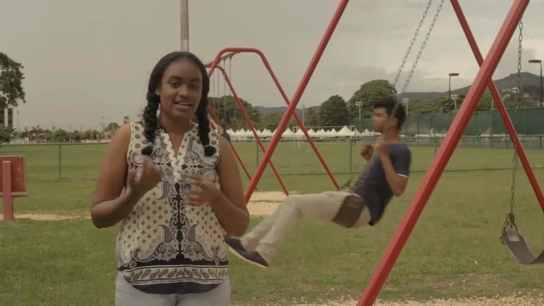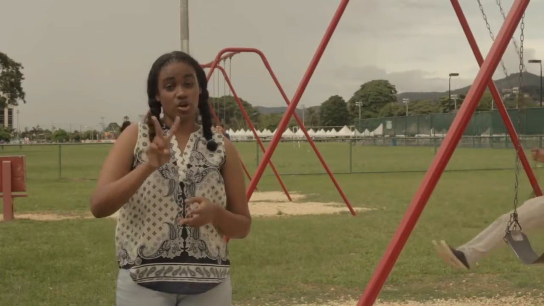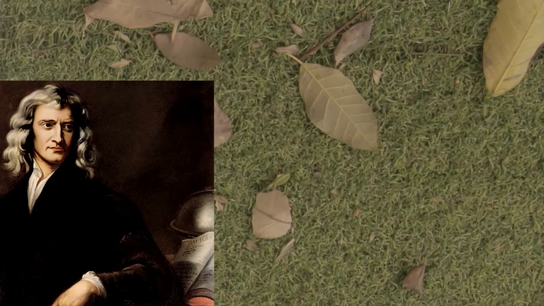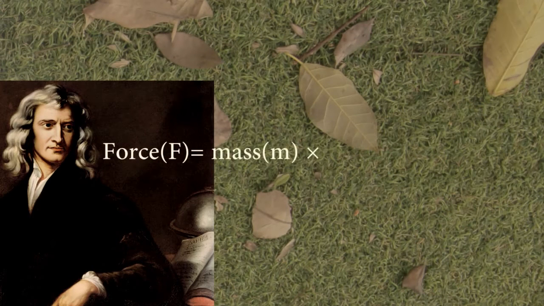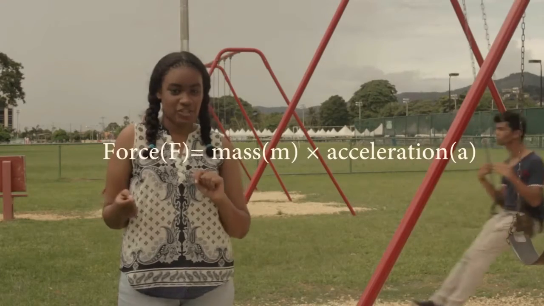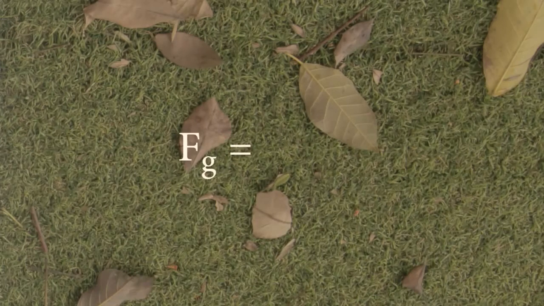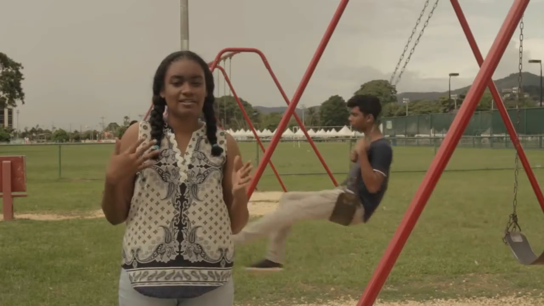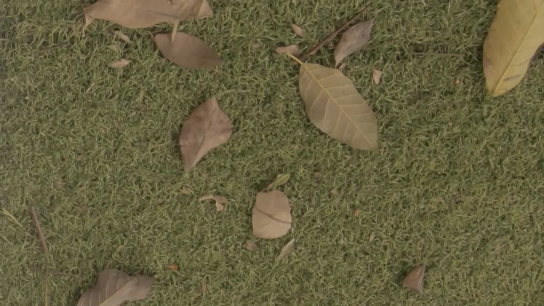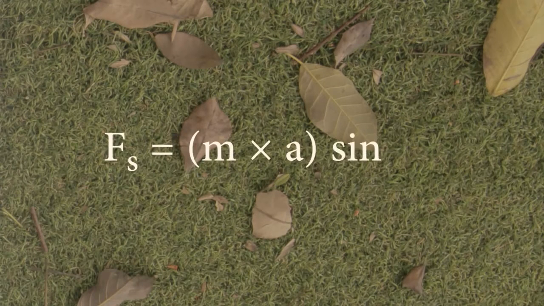At this point, it's important to recall Newton's second law of motion. Force F is equal to mass m by acceleration a. We apply this to Fg. Therefore, we now have Fg is equal to mass by acceleration. Finally, when applied to the swing force equation, we get Fs is equal to mass by acceleration by sine theta.